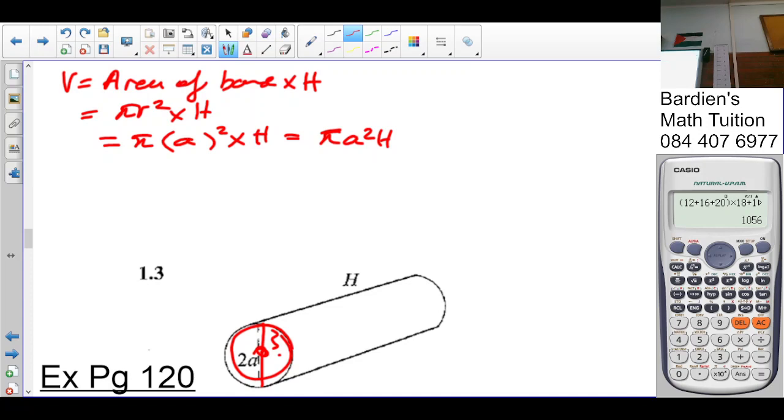Yes, Michael? You see, since pi is a number, a constant, pi is to be in front. If you had written a squared pi h, you would not have gotten the full marks. The right way of writing it is the constant first. Okay. So pi is just a number.